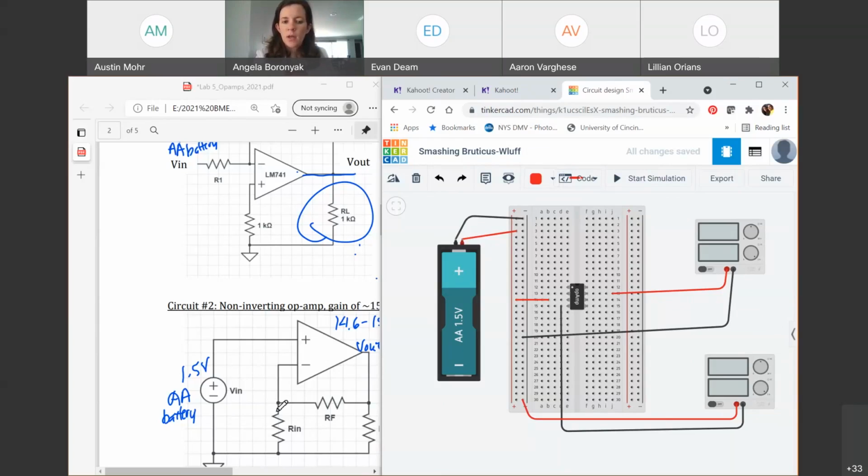Good, Marcella. I have one end of RN and one end of RF. So let's get us some resistors.